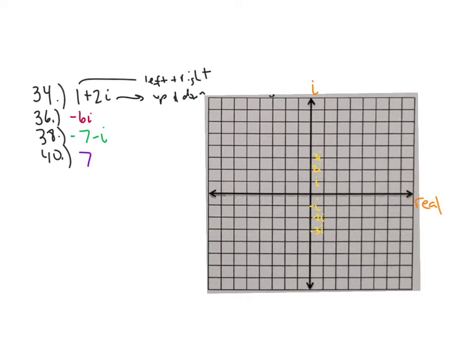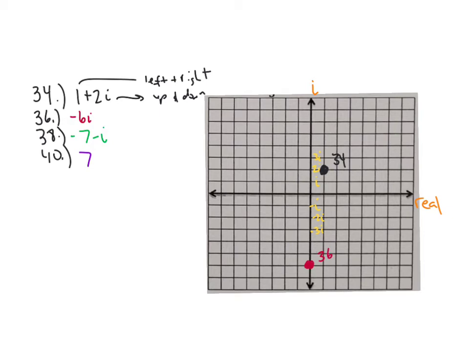So to get 34, I'm going to go right 1, up 2. I put a dot there. Boom. And that's how I'm going to label. I'm just going to put 34 right there. Now 36 is negative 6i. That means I just go down 6. 1, 2, 3, 4, 5, 6. That's all we're doing for plotting. And I'm going to put a 36 right there so you know it's 36.